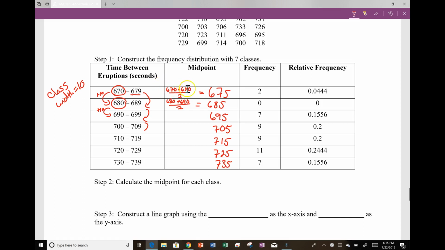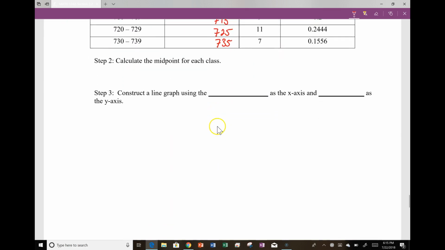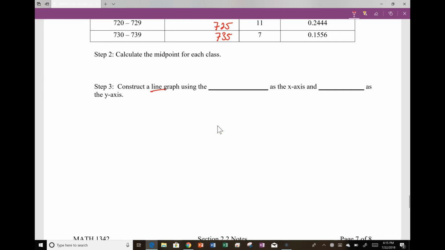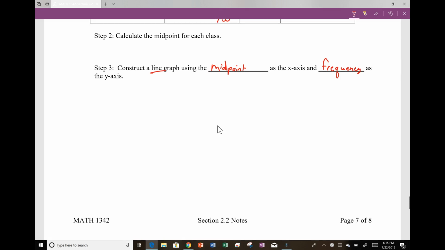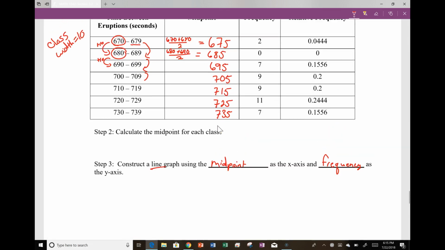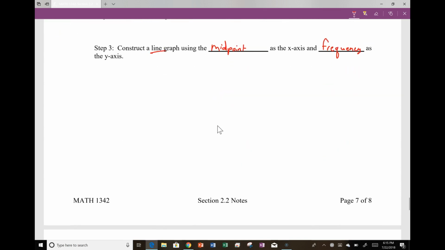So after we have calculated these, which we need for the frequency polygon, we're going to construct a line graph using the midpoint along the x-axis and the frequency along the y-axis. You could use relative frequency if you wanted to. I want to use this data here. So first thing I'm going to do is draw my axes.